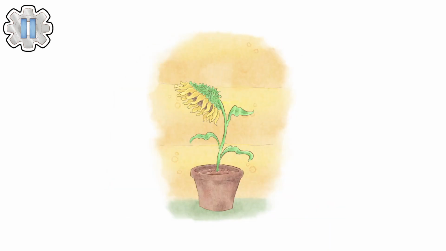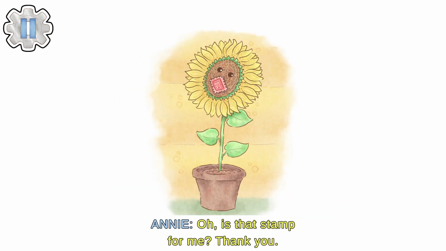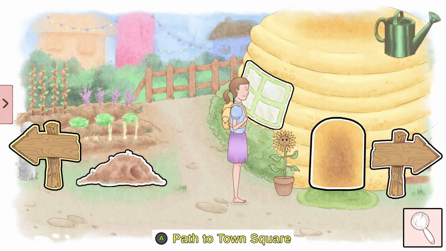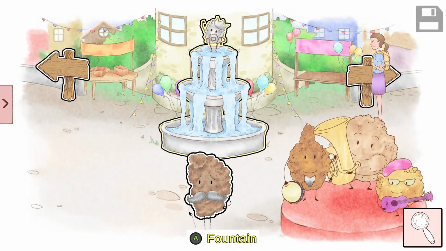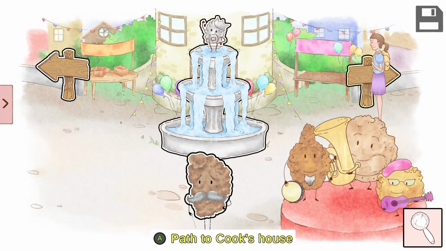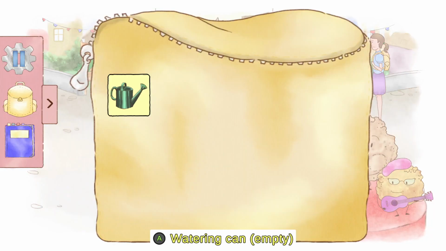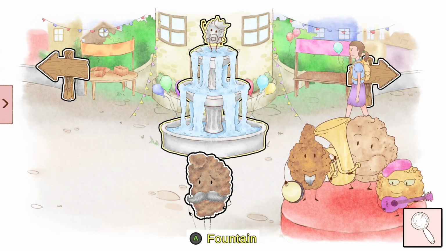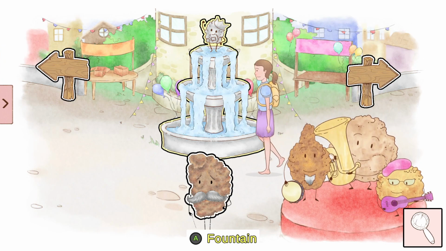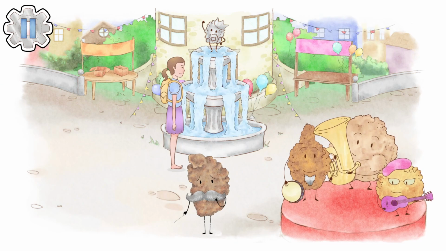Now I wonder if my can is empty and I have to go get some more. Watering can, empty, added to backpack. Yep. Okay. Path to town square. Gotta go back. Press A. Auto saving. Path. Watering can, empty. Toggle highlight. Fountain. Fill her up. Press A to use item. Press B to return.